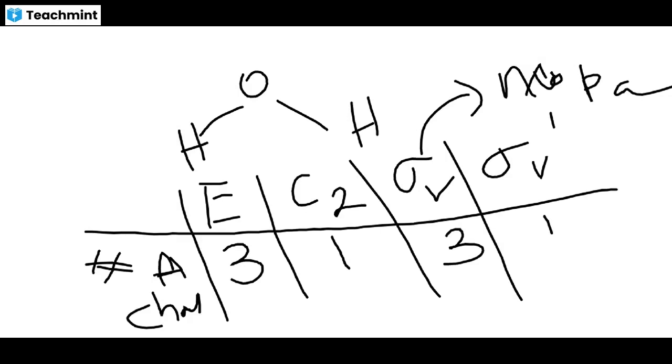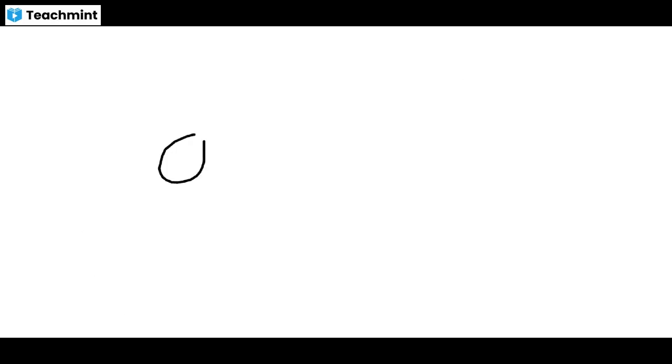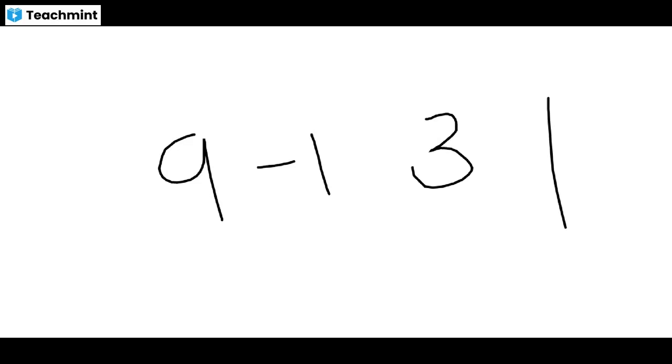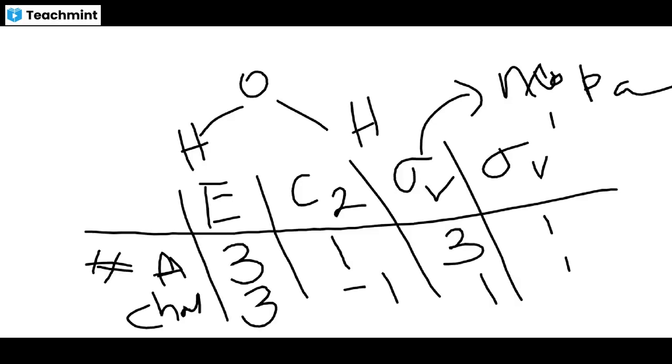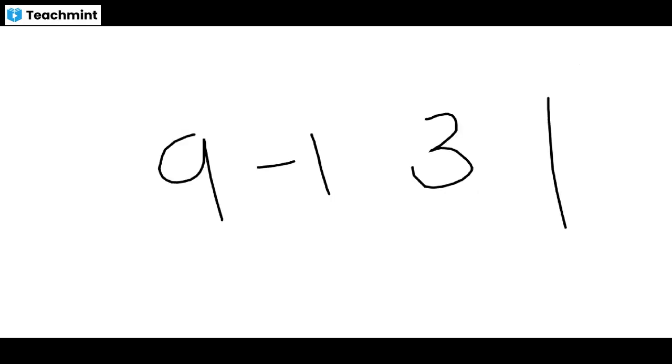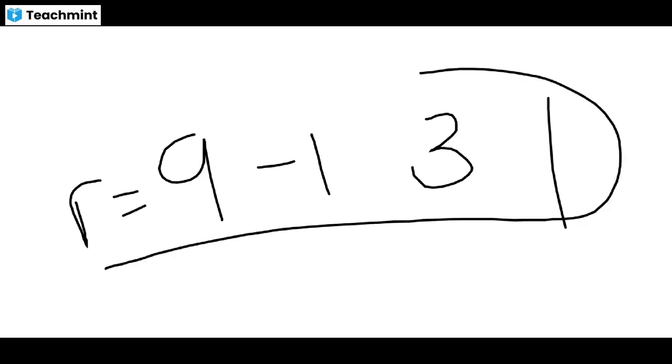So, the characters: identity 3, C2 -1, sigma 1. You multiply: 3 into 3 is 9, 1 into -1 is -1, 3 into 1 is 3, 1 into 1 is 1. So you get 9, -1, 3, 1. These are the reducible representation; sometimes they give the reducible representation directly. Then the reducing formula is simple.